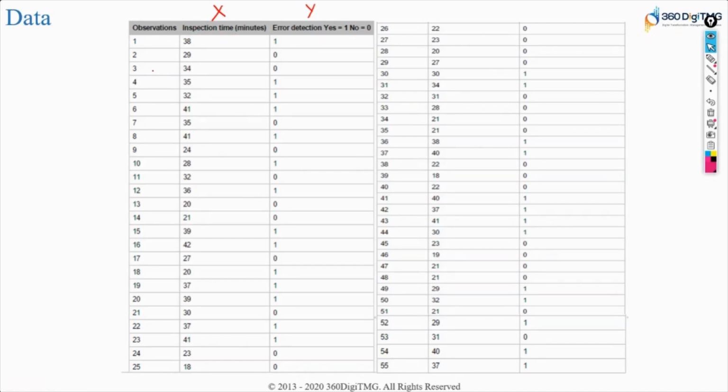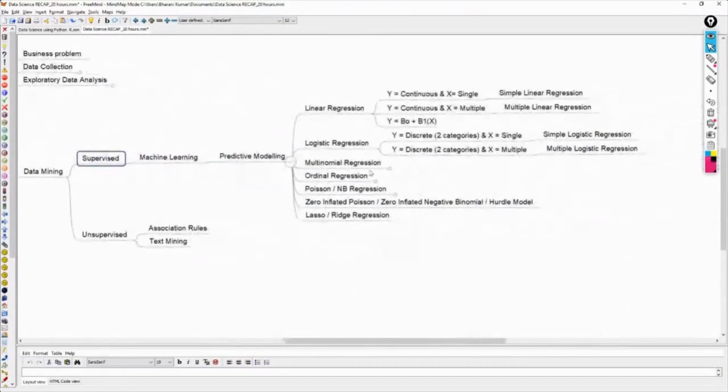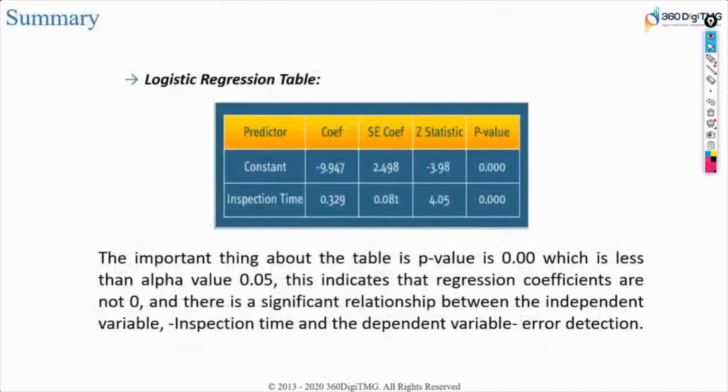This is all the inspection time. Here the output variable is discrete, and it has two categories, yes or no: did we detect the error or not? And you have a single input variable. If we have a discrete output variable and a single input variable, what technique do you apply? Simple logistic regression. That's what we are discussing.